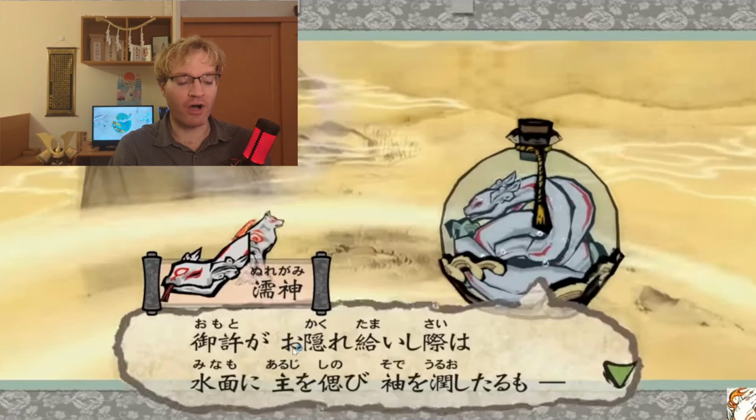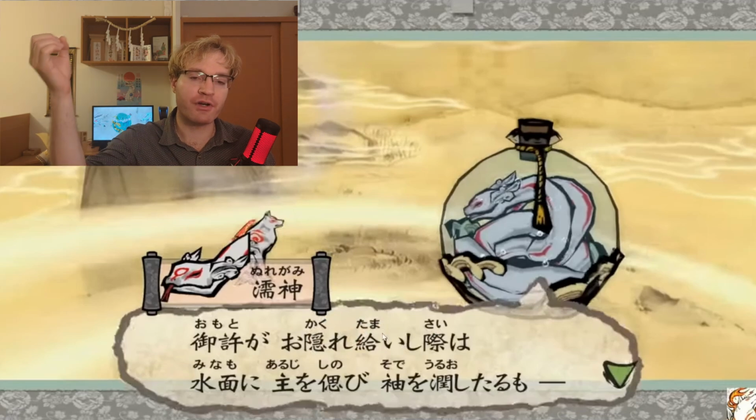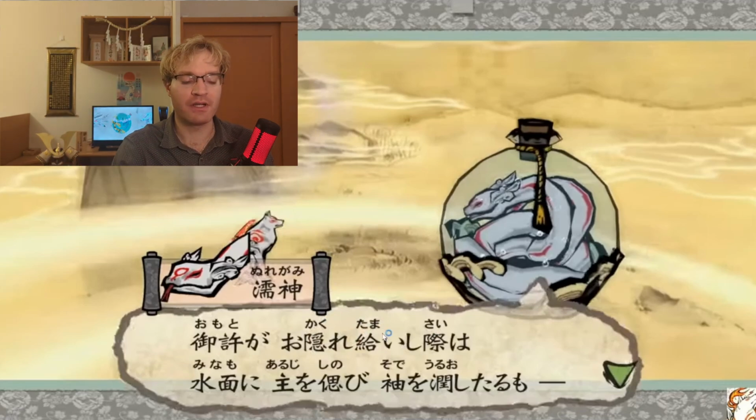So continuing, honorific, kakure tamaishi, okay? This is a combination of two verbs. Kakure, which means to hide, and tamo, which means for a superior to bestow on an inferior. Now, kakure comes from the root verb kakuru, in modern Japanese kakureru, which again means to hide.